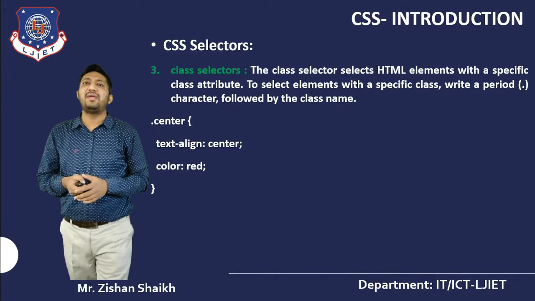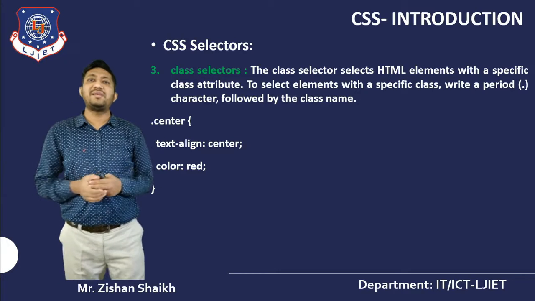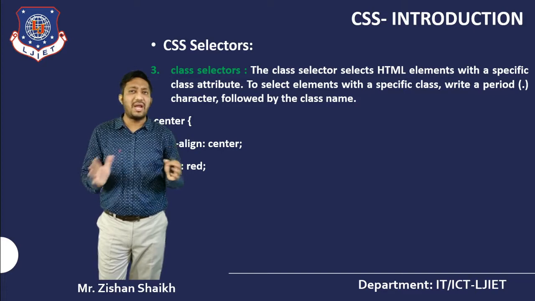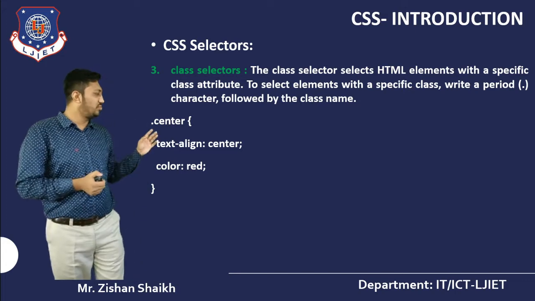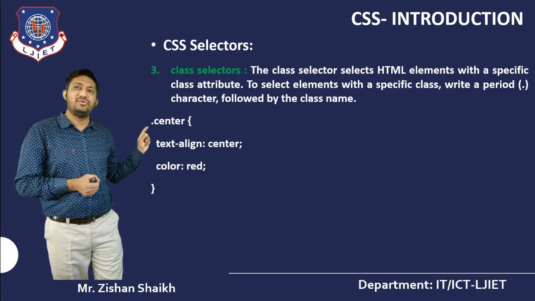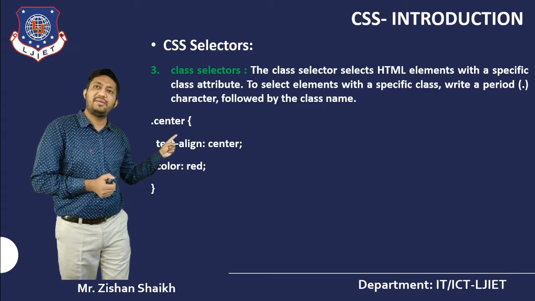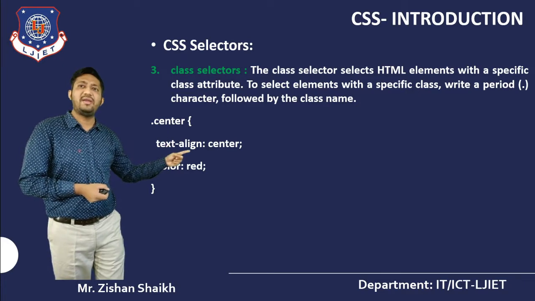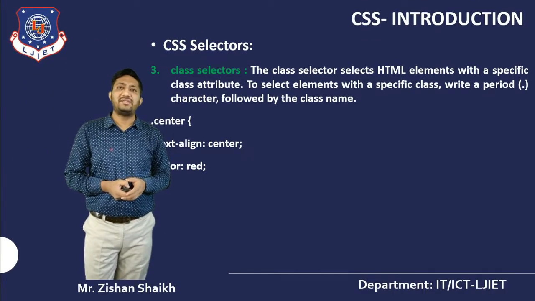Now the third is my class selector. So how can we assign a class? The class selector selects the HTML elements with a specific class attribute. If we are choosing the class, then we have to use the dot symbol first. In id we use the hash, whereas for class we use the dot. After the dot we write the particular name of your class, and then you can write your property and value. So this is the method of how we use the CSS class selector.